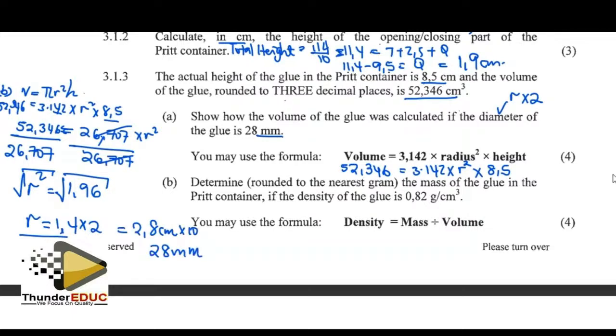Indeed, I've done it. So this was the answer. This is part A. Part A. Looking for the diameter.